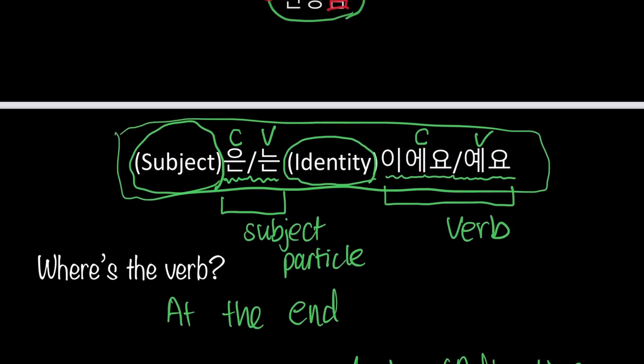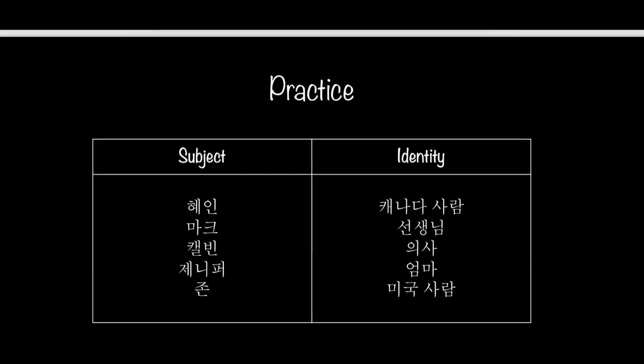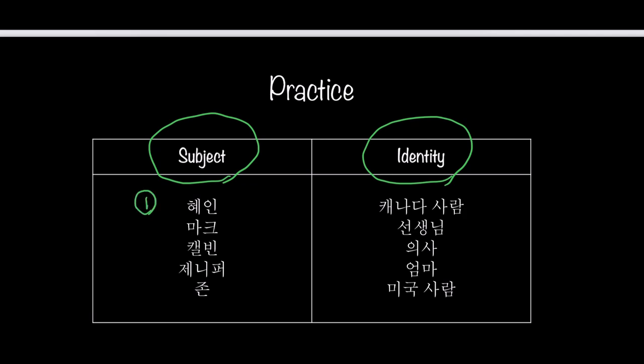Let's be mindful of this sentence structure and try to use it in this practice. This is our subject, and these are the words for identity. Let's look at number 1. Our subject is 해인. Does it end in a consonant or vowel? It ends in a consonant. So our subject particle, is it going to be 은 or 는? It's going to be 은. 해인은.